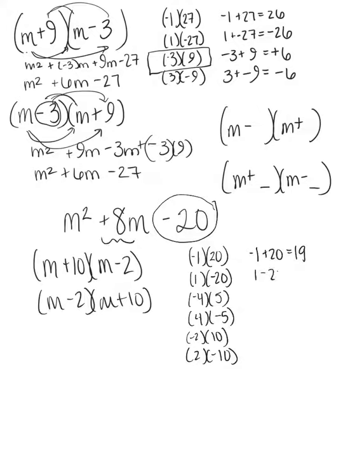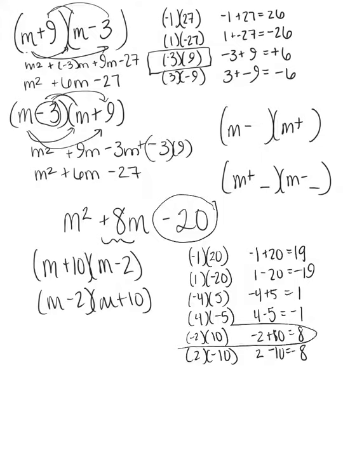1 minus 20 is negative 19. Negative 4 plus 5 is 1. 4 minus 5 is negative 1. Negative 2 plus 10 is 8. And 2 minus 10 is negative 8. This is the one that equals B. I have positive 8 up here. So I'm going to end up needing to write my factors with negative 2 and positive 10. And my variable is m.